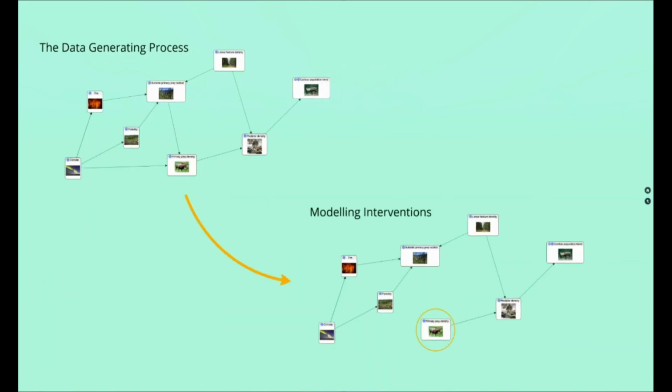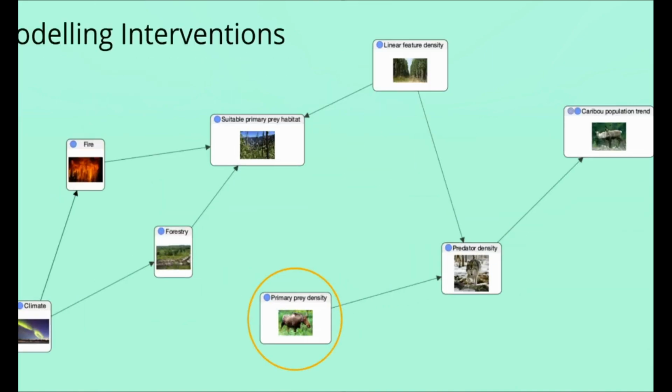And so if we think about something like moose, looking at the effect of moose, the intervention on the moose population, say reducing moose, if you're going to intervene on this variable, the moose density, what you're doing, of course, is severing the incoming link from the suitable primary prey habitat, which is the variable that they included in their design, in their ANCOVA design. So by analyzing the intervention around moose, they severed the only causal link to caribou population trend.